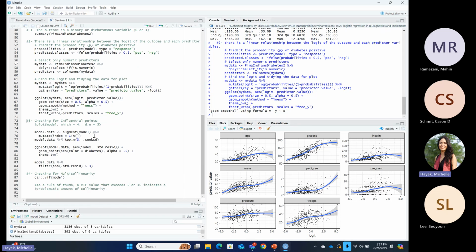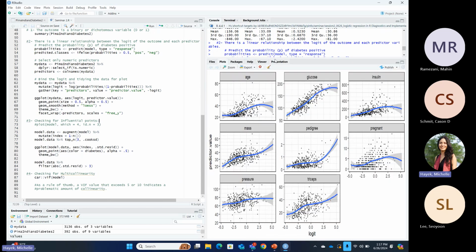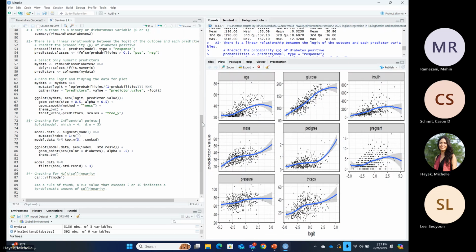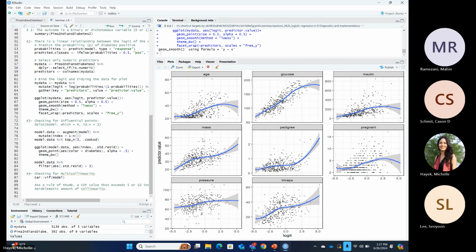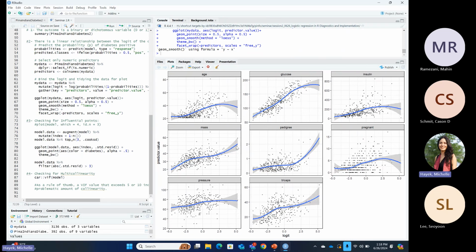Now, the third step is we want to check for any influential points. Before I go into this, does anyone know the difference between an outlier and an influential point? I can give an example. If you look at mass, let me make this larger. Age, you can see the top point. So that's an outlier. Okay. That would be an outlier.